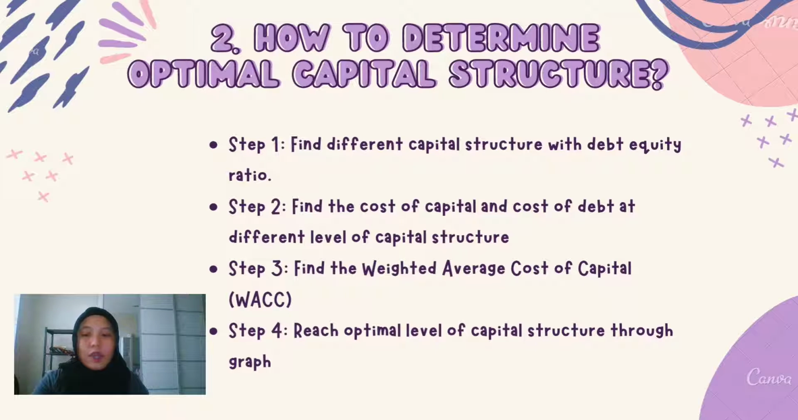The last step is to reach the optimal level of capital structure through a graph. We can achieve an optimal level of capital structure by displaying the cost of capital, cost of debt, weighted average cost of capital, and debt equity ratio on graph paper. It is the debt equity ratio point at which the weighted average cost of capital is the lowest. The graph paper that follows was obtained from Murray State University's website. In other words, if the weighted average cost of capital is 8%, we can manage our capital structure.